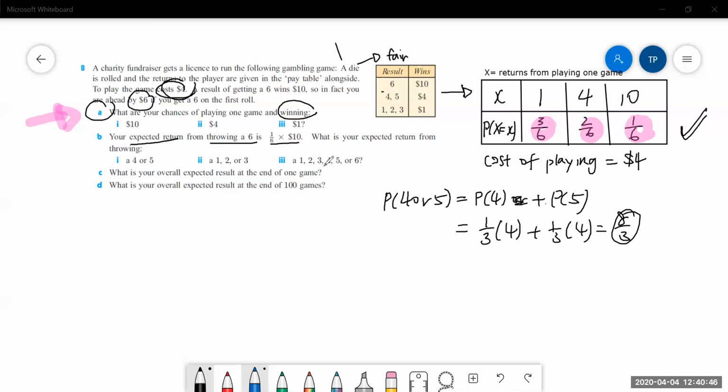So what's your expected return from throwing 1, 2, 3? All these are quite simple. Basically, you just multiply accordingly. So what is your overall expected result at the end of one game?